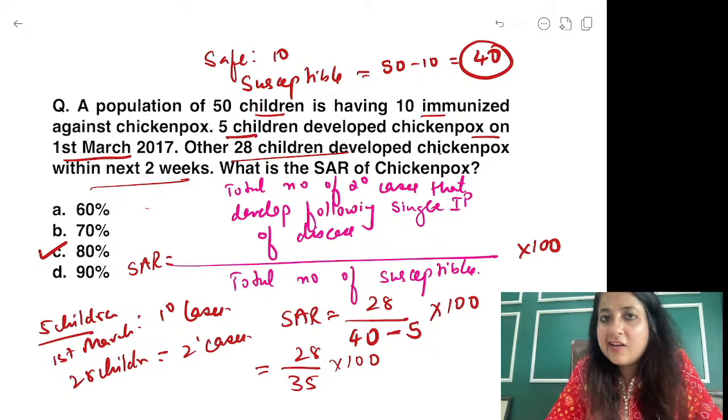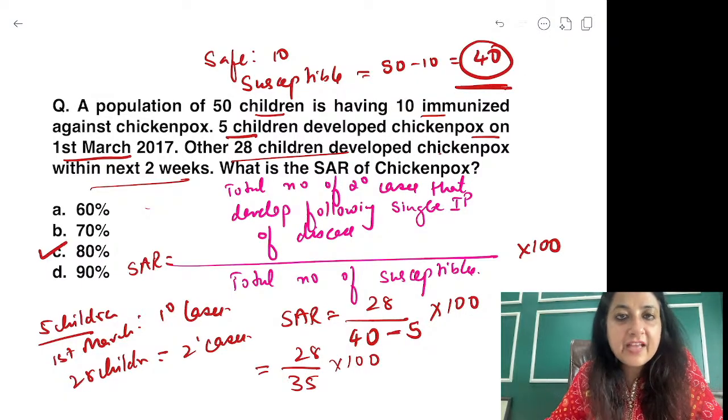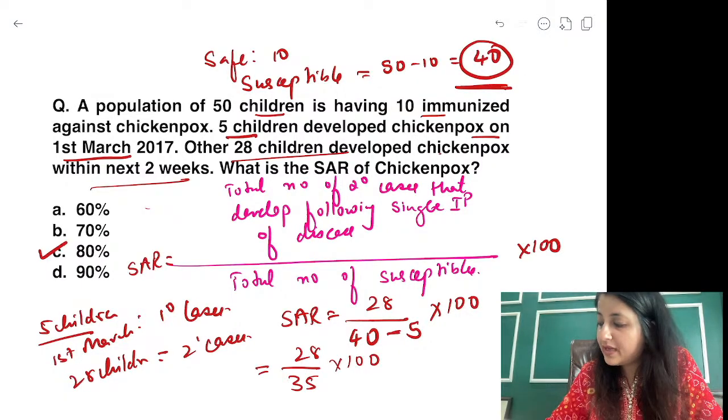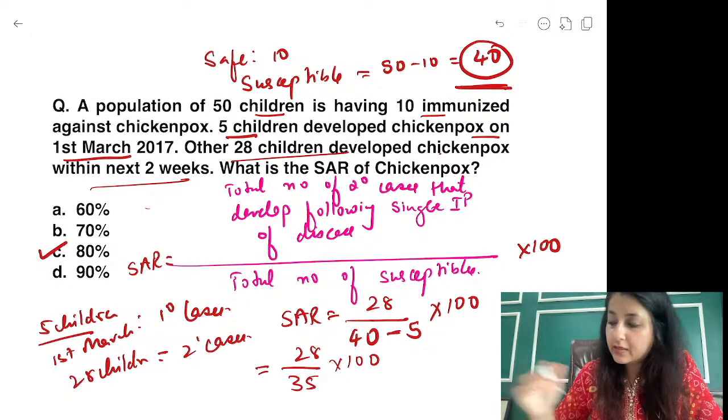ठीक है? Now you can see that 10 are immunized. So susceptible, they are safe. So susceptible are 40. Alright, out of this 5 developed chickenpox on 1st of March. They are the primary cases. 28 are the secondary cases. So 28 out of the total number of susceptibles. Total number of susceptibles would be 40, but out of them 5 were the primary cases. So 40 minus 5. Always, and never ever 28 यहाँ लिखा हुआ है ना, other 28.